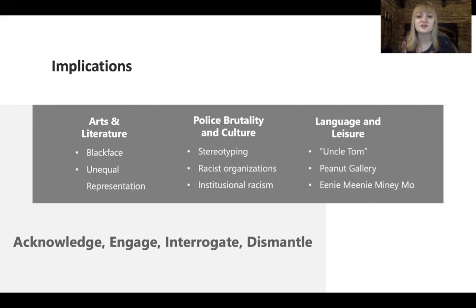So let's look at art and literature. There is a vast disparity in the representation of people of color in art and literature. Blackface was common. It's still common. It's just not as overt and in your face. Police brutality and culturing, there is still this vast stereotyping. There are still racist organizations that exist today and operate with the understanding that Stowe had of this racial hierarchy. There is still institutional racism.